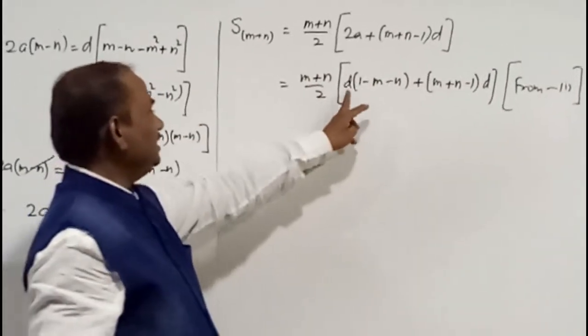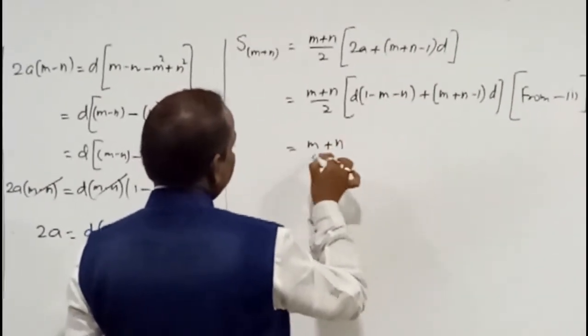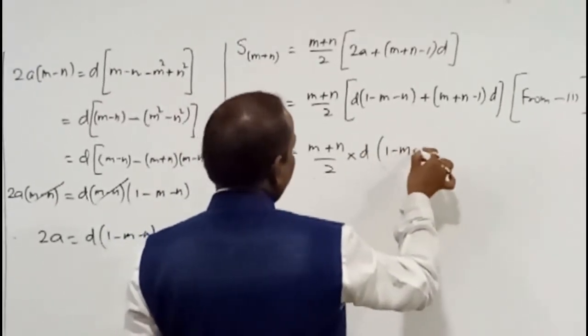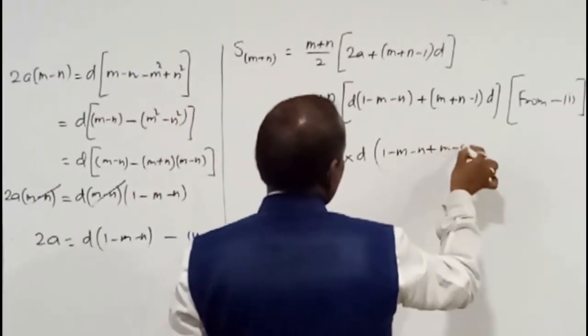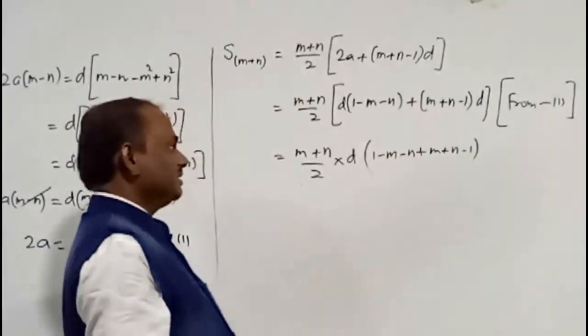Now here you can see d is again common, take out d common and see the magic. (m plus n)/2 into d, what will remain? 1 minus m minus n plus m plus n minus 1. And look at this particular part, everything gets cancelled.